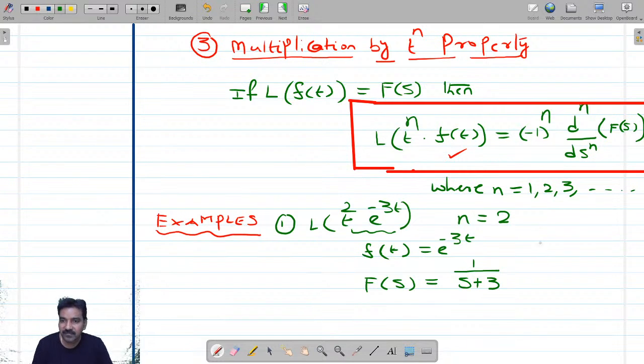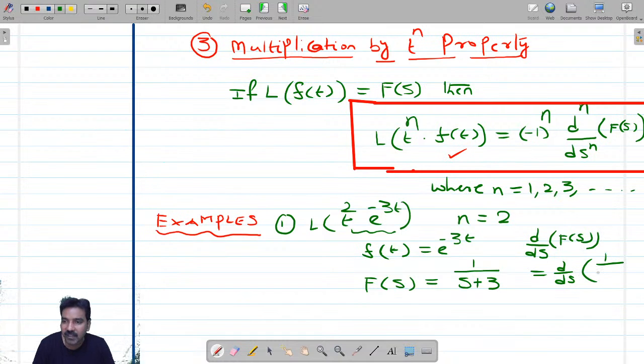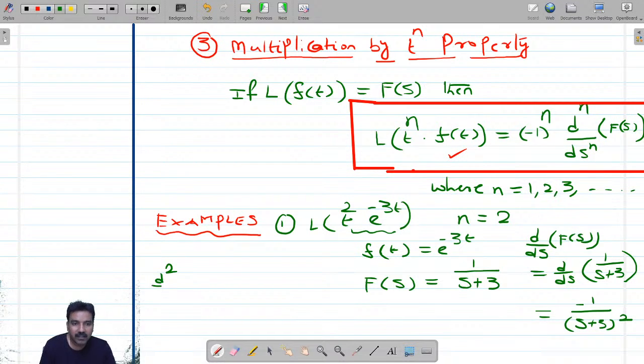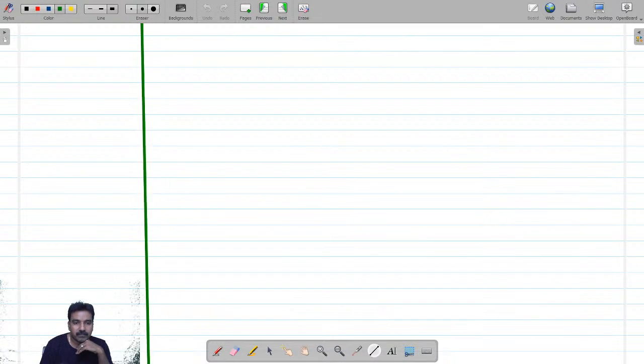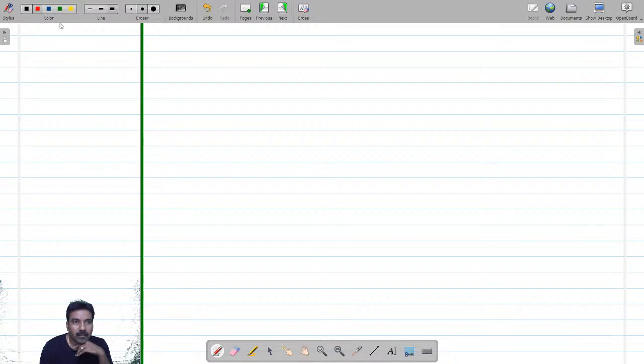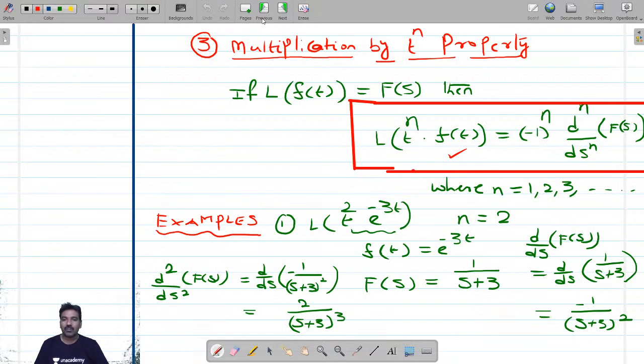So therefore, in this case, what is d by ds of f of s? So this is d by ds of 1 by s plus 3. You assume s plus 3 as just s. Derivative of 1 by x is minus 1 by x square. So according to this, this will be minus 1 by s plus 3 whole square. Now let us take second order derivative, d square by ds square of f of s. So this is nothing but d by ds of minus 1 by s plus 3 whole square. So this is nothing but 2 by s plus 3 whole cube. So I got a second order derivative. So let me go through previous one. So second derivative is becoming 2 by s plus 3 whole cube.